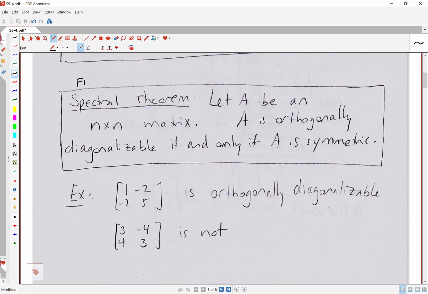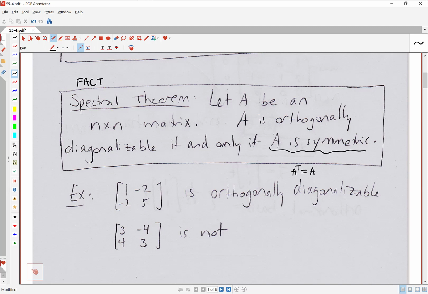So now let's look at a fact called the spectral theorem. The statement says, let A be a square matrix. A is orthogonally diagonalizable if and only if A is symmetric. Let's remember back when we were talking about matrix properties, we said that A is symmetric means A transpose equals A. So the matrix looks the same when you turn the rows into columns.